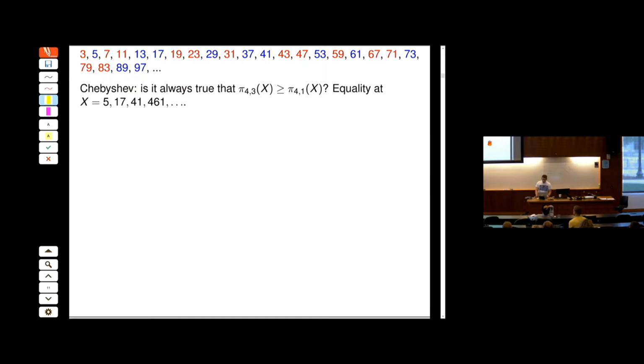Okay, going back to the 1 versus 3 mod 4. There is actually equality a bunch of times. They tie up, but it seems like the 3 mod 4s are always ahead. There is equality at 5. You see the 3, then 5.